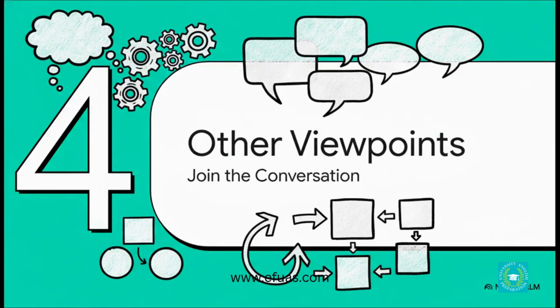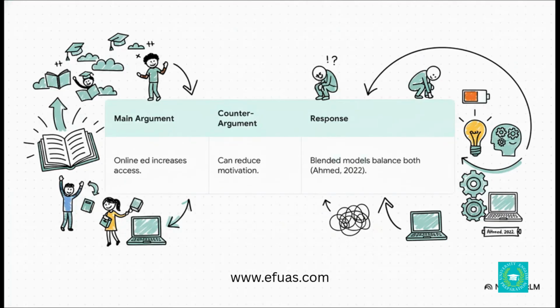You got this. All right, here's a next level skill. A really big part of university work is joining the academic conversation. And that means a strong argument doesn't just ignore other viewpoints, it actually considers them. This shows your professor that you've thought really deeply about the topic from all sides. So here's what that looks like in practice. You start with your main argument. Online learning makes education more accessible. Then you fairly acknowledge a counterargument. Some people argue it can lower student motivation. And finally, you offer a response that kind of balances both ideas, like suggesting a blended model. And of course, you support it with a source. This is what shows you're a thoughtful, balanced thinker.